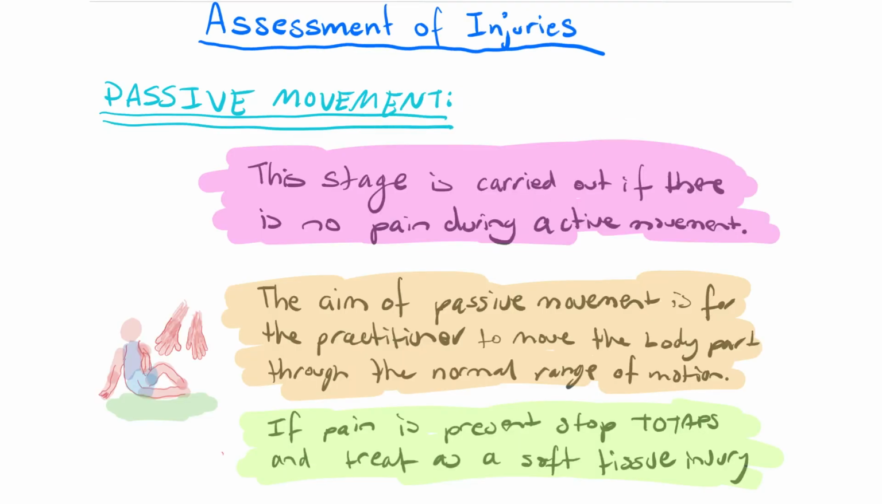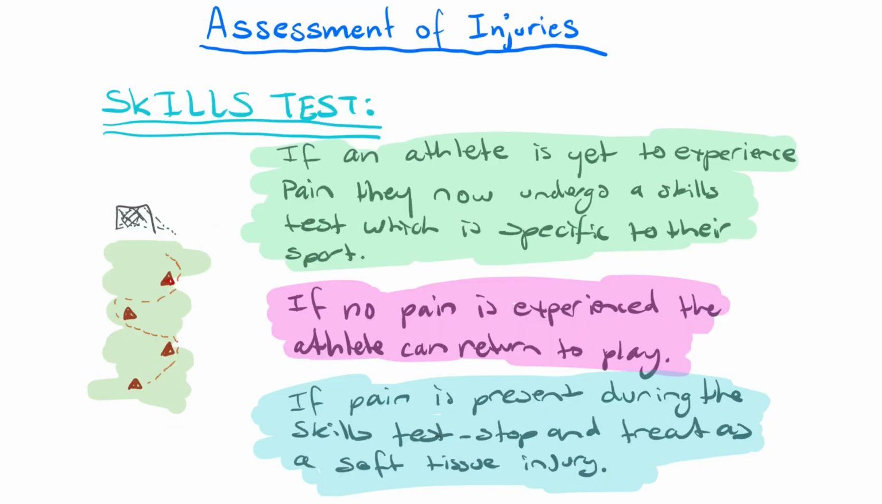If an athlete clears active movement, we then move into the stage of passive movement. This stage is carried out if there's no pain in the active stage. The aim of this stage is for the practitioner to move the injured body part through the normal range of motion, so bending it, extending, flexing it, applying pressure to it, to see if the athlete experiences some pain when a bit of force is applied. If there is pain present at this stage, stop toe taps and treat as a soft tissue injury. If there's no pain, then we move on to the next process, the skills test.